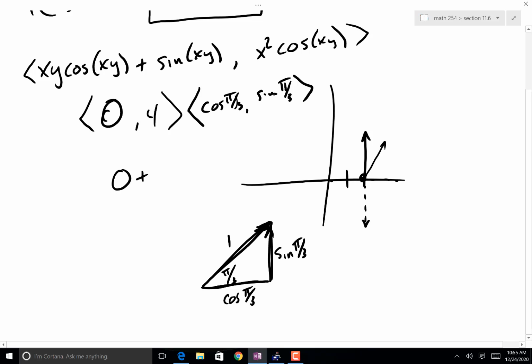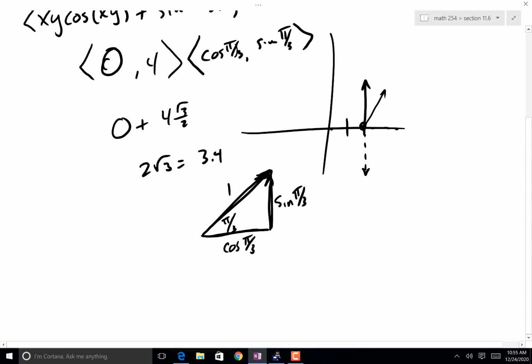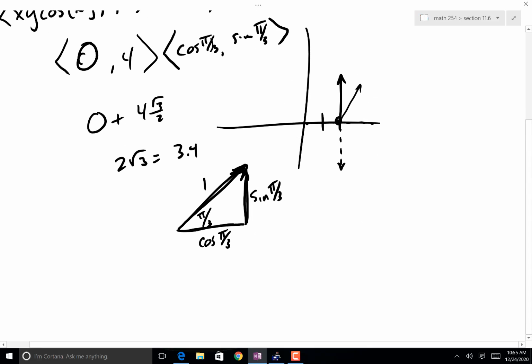So 0 plus, and then it's going to be 4 square roots of 3 over 2, which is 2 square roots of 3, which is 3.4-ish. Okay. Notice that, again, 3.4 is less than 4. 4 is the most we would have gotten had we gone in the vertical direction. Okay, so not terribly shocked by that.